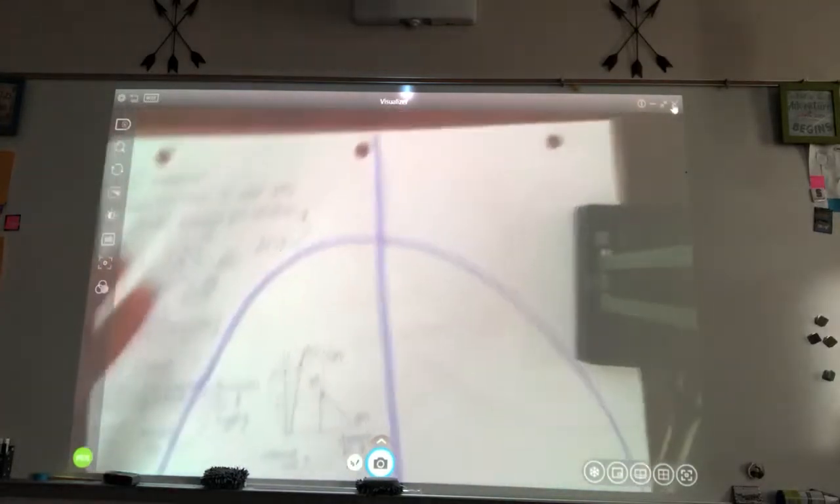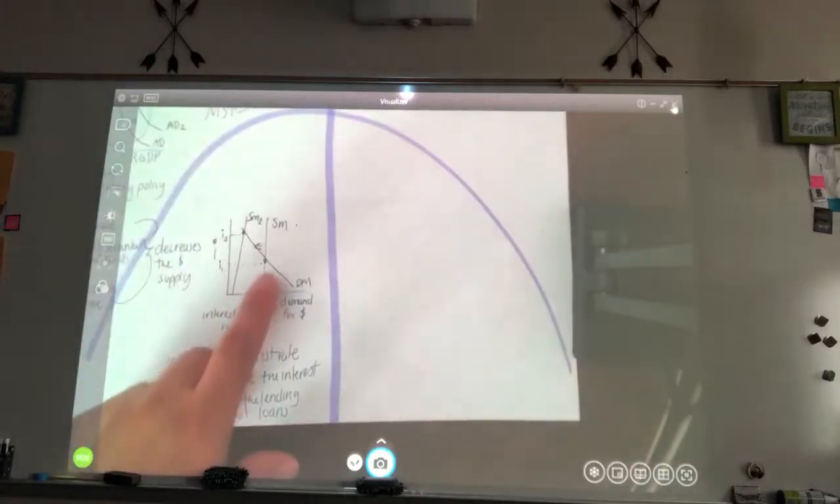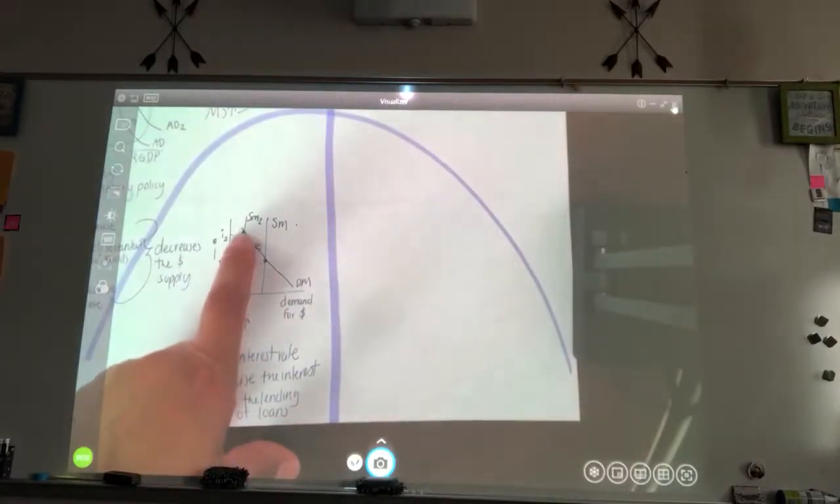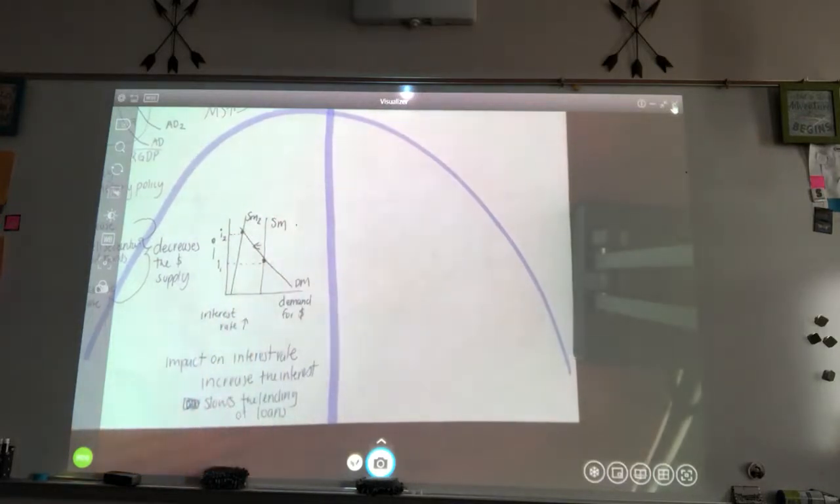And the overall impact is that our supply of money will decrease, causing the interest rate to go up, and it's going to slow the lending practices down. And in the end, what has happened to my money supply? It has gone down.